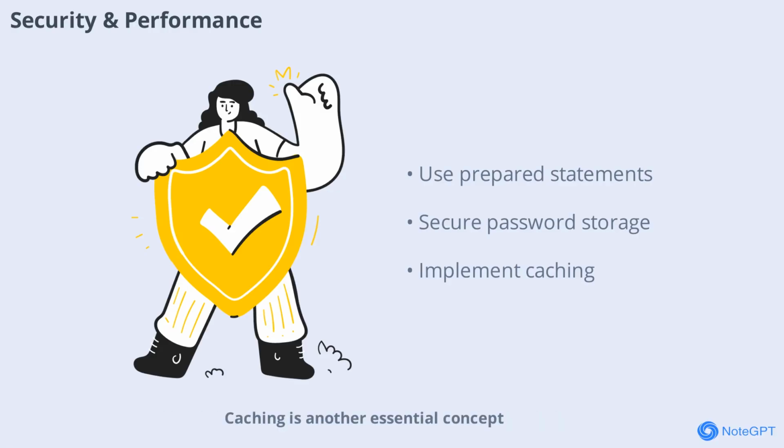For password storage, always use password_hash and password_verify, which is like storing a fingerprint instead of a simple key. Caching is another essential concept. It stores frequently accessed data for faster retrieval, much like saving a contact in your phone for quick dialing. These strategies not only keep your applications secure, but also ensure they run efficiently under heavy loads.